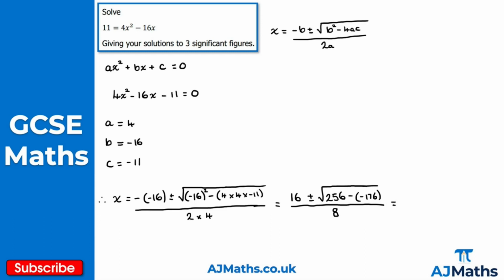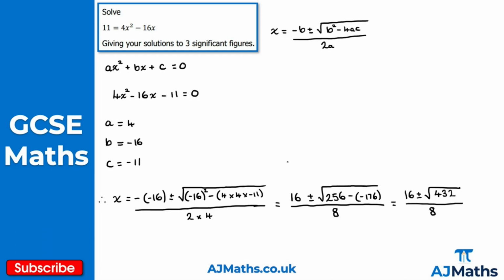So to simplify this one more time now for this third here. So I'm going to get 16 plus or minus, so it's going to be the square root now of 256 plus 176, because we've got minus of a minus here. So 256 plus 176, and this gives me 432. Okay, so we got a square root of 432 there, and now we divide all of this here by 8.